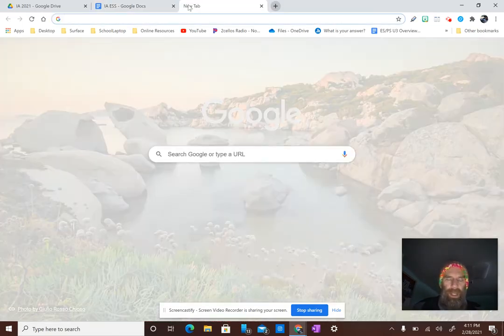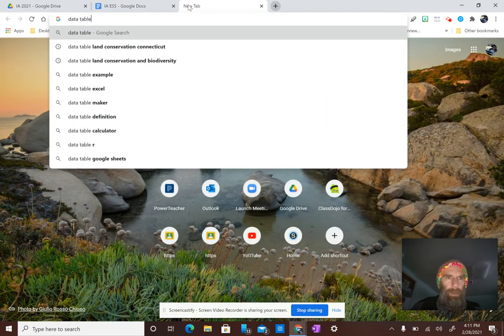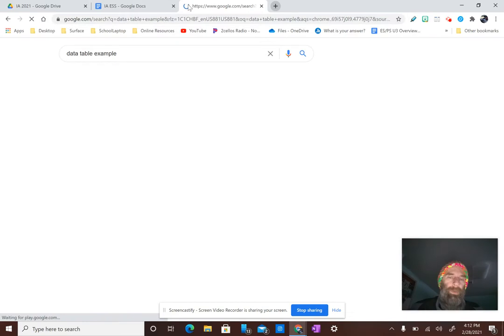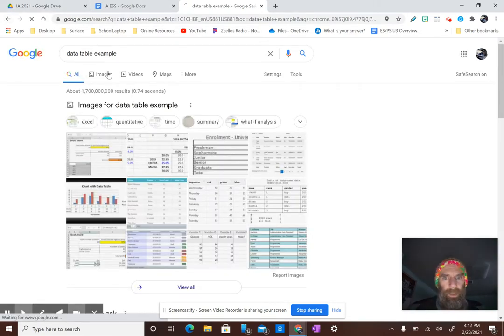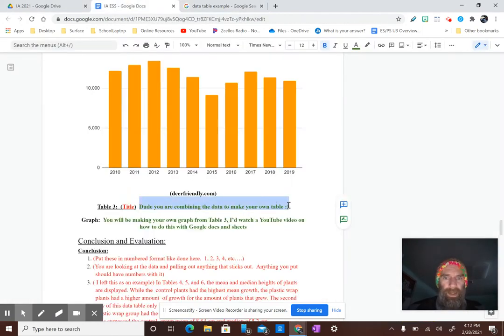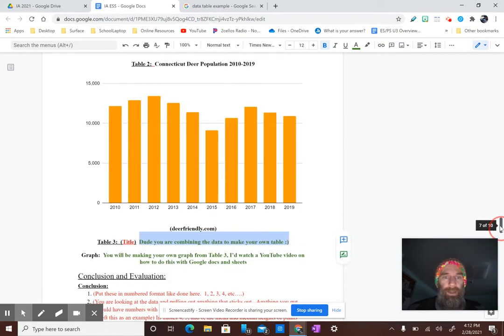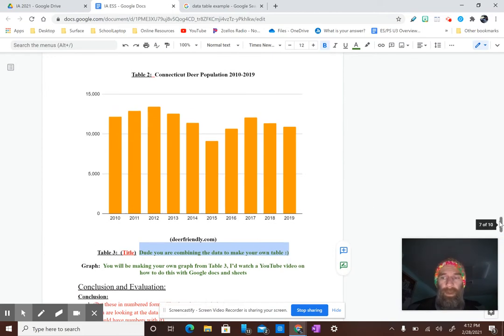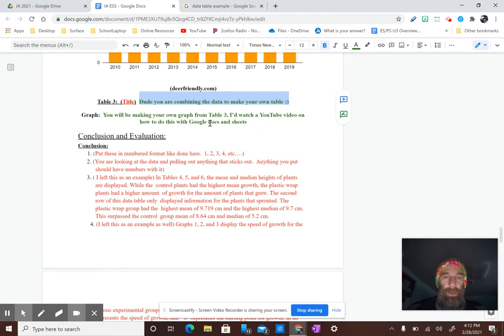So here's what a data table looks like. Stuff like this, stuff like that, that's a data table. That's simple. So what I would do is advise this student to make their own data table that shows the results up here of the acreage and also the deer population. Then you can make a graph down here, and that will help you out big time.